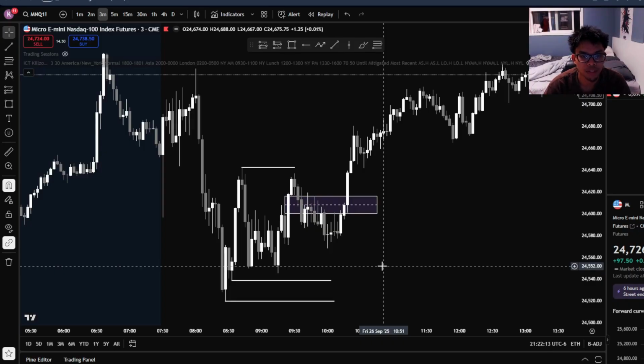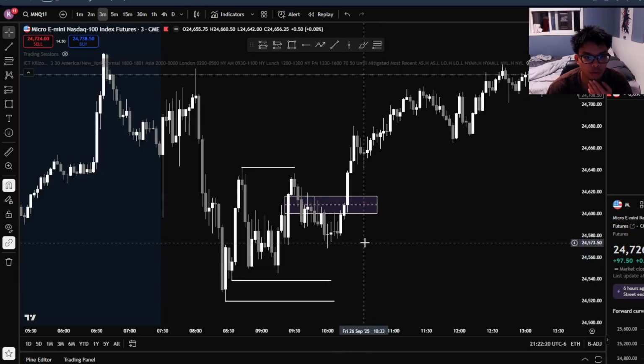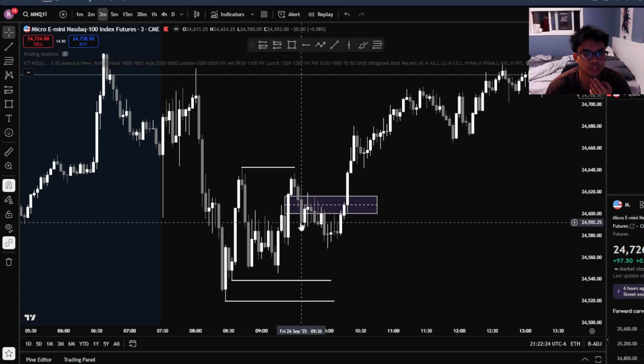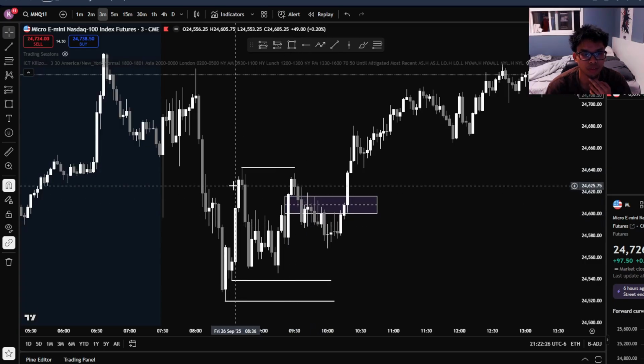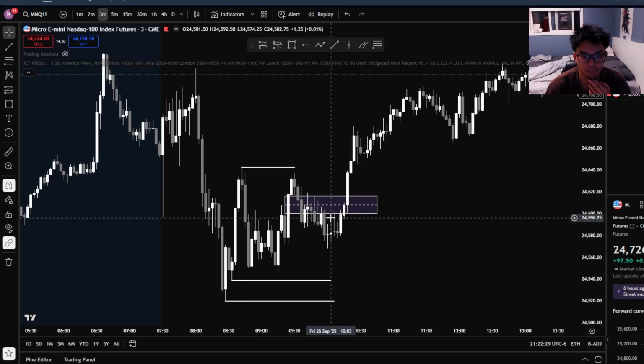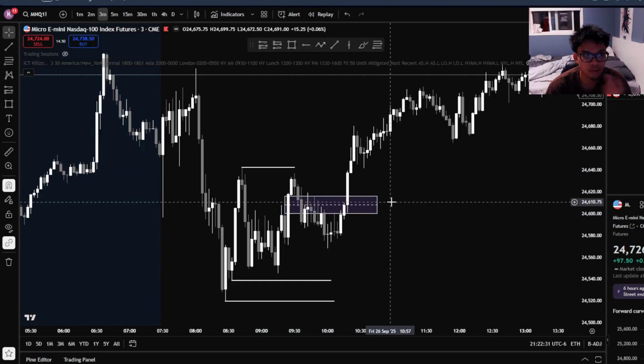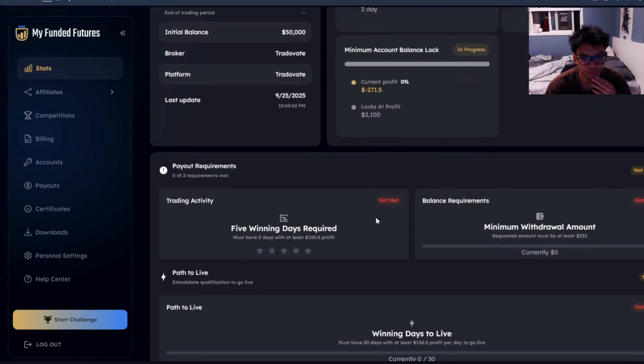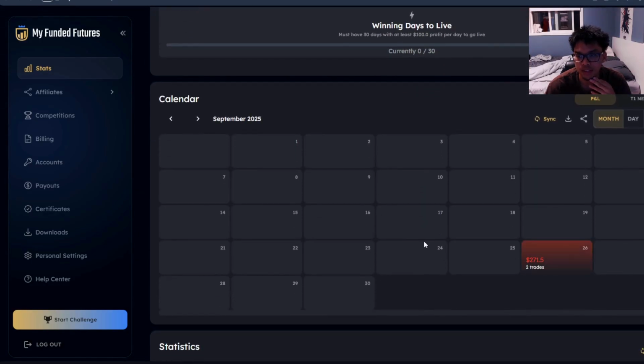For me, I managed my position pretty well, and I trusted my model. It just didn't work today, or I just didn't execute at an A plus setup today. Other than the first one, I think the first one was really solid. The second one, meh, you know, could have been better. But yeah, I'll show you my PNL. We are down 271 for the day.